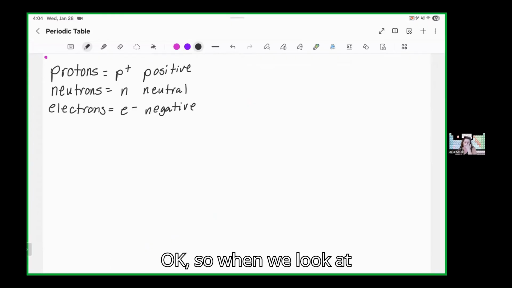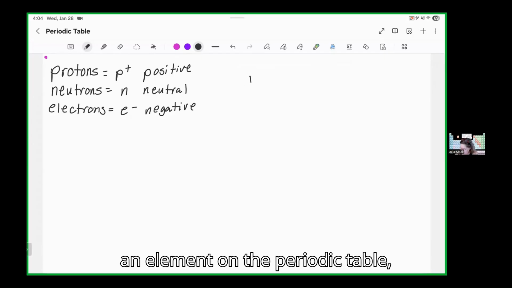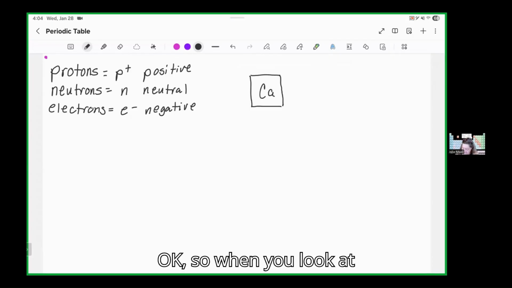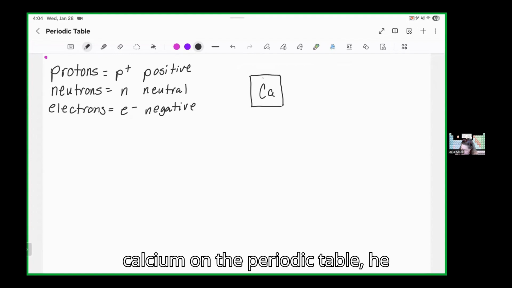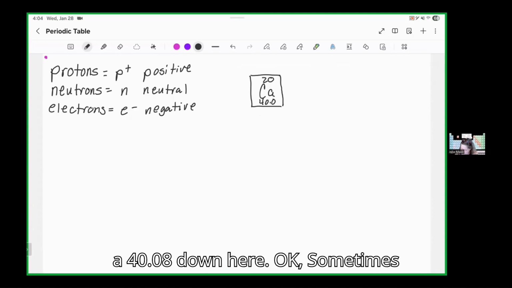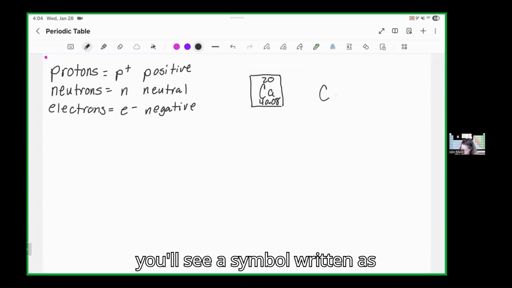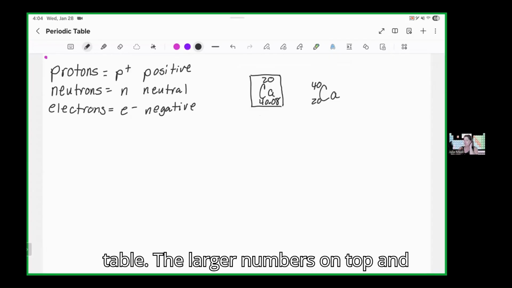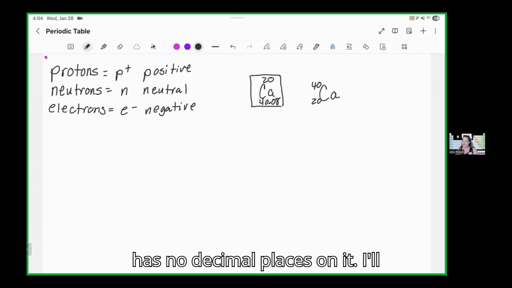Okay, so when we look at an element on the periodic table, I'm going to grab calcium. When you look at calcium on the periodic table, it has a 20 up here and a 40.08 down here. Sometimes you'll see a symbol written as this. It's written the opposite of how it's written on the periodic table. The larger number is on top and has no decimal places on it. I'll talk about that in a second.